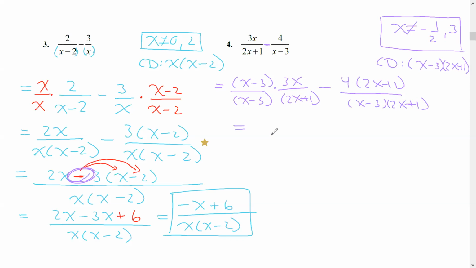Okay, again, please do not skip this step. This is difficult stuff. Now what I'm going to do is, now that I know my common denominator, I'm going to write it all over my common denominator. I don't expand that out. I leave my denominator the way it is.